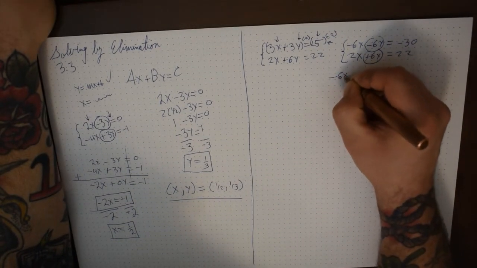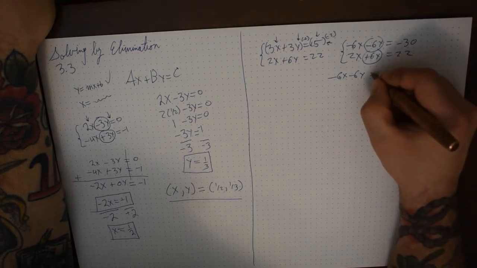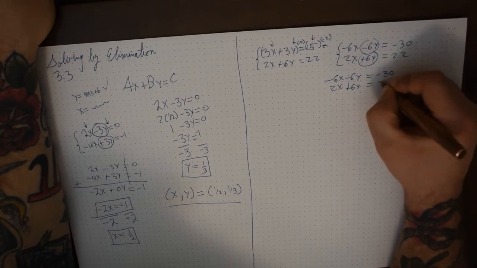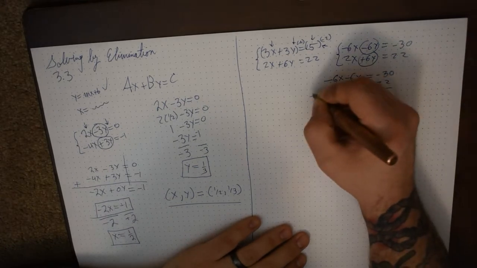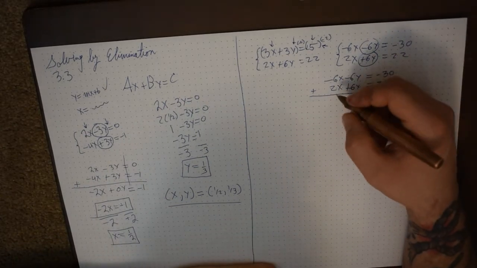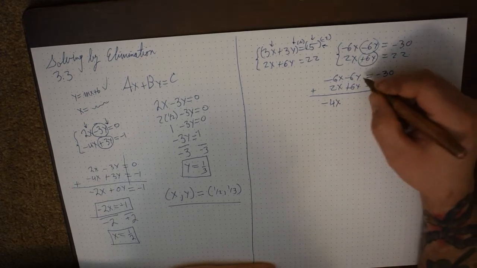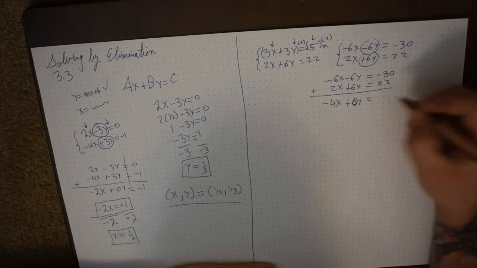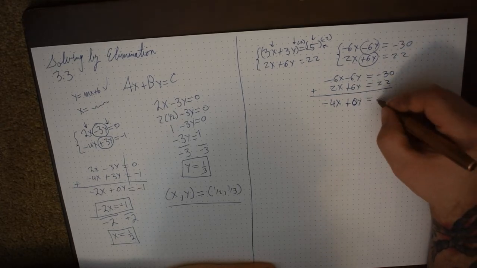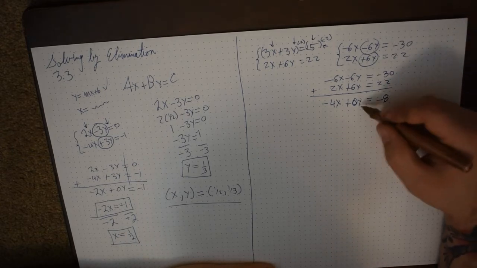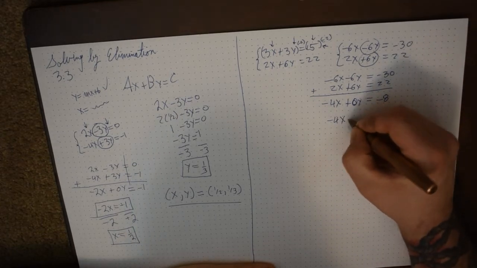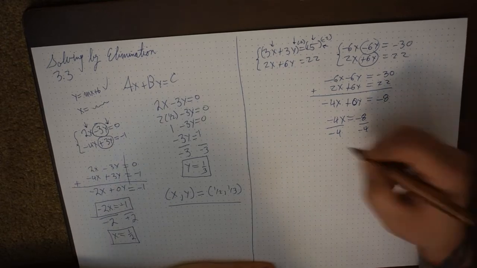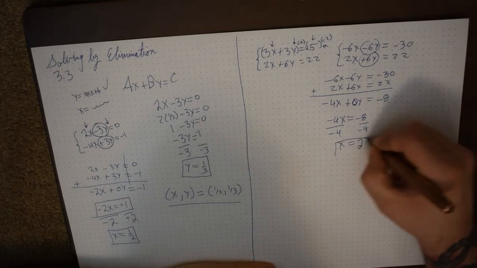We can take negative 6x minus 6y equals negative 30, and 2x plus 6y equals 22, and add these equations together. Negative 6x plus 2x gives us a negative 4x. Negative 6y plus 6y gives us a plus 0y. That equal sign drops down. And negative 30 plus 22 gives us a negative 8. I'm going to rewrite this equation without the 0y: negative 4x is equal to negative 8. Divide both sides by negative 4, and we get x equal to a positive 2.